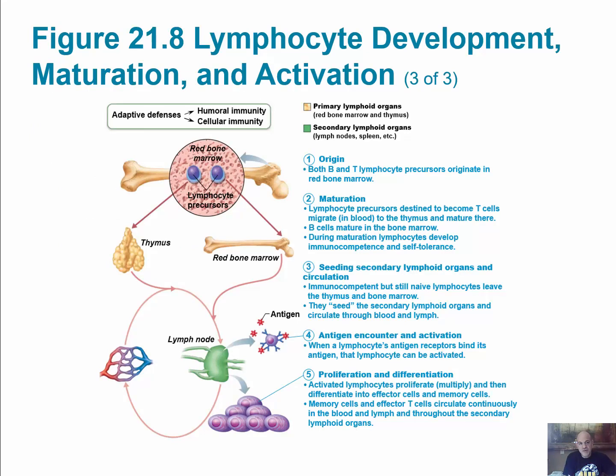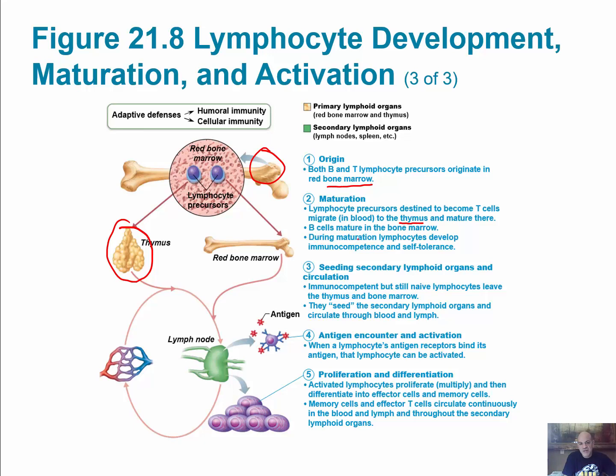So here is our figure 21.8 showing the 5 steps. Step 1 is the origin. Here both B and T lymphocyte precursors originate in the bone marrow, in the red bone marrow, and that's modeled right here. And then in the maturation stage, the lymphocyte precursors that are going to become T cells migrate in the blood to the thymus and mature there. The B cells are going to stay in the bone marrow and mature there.